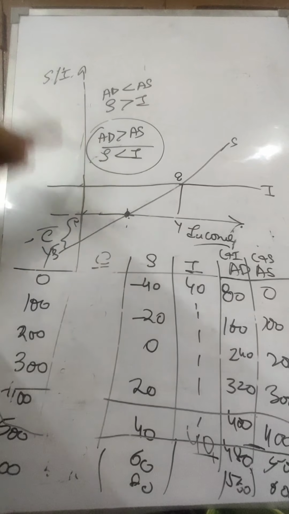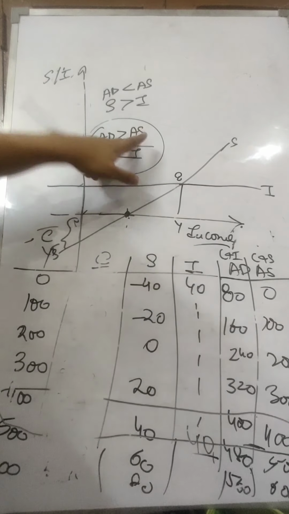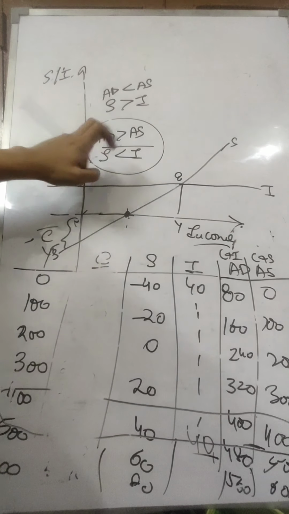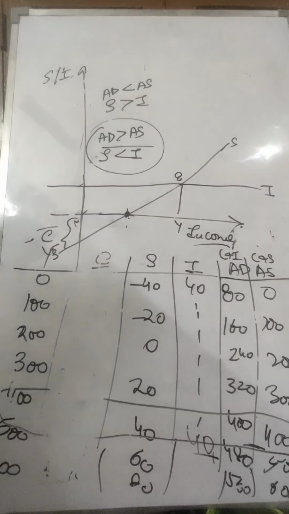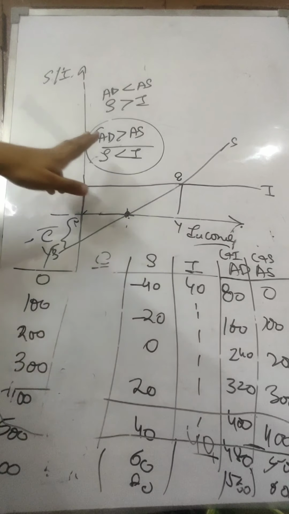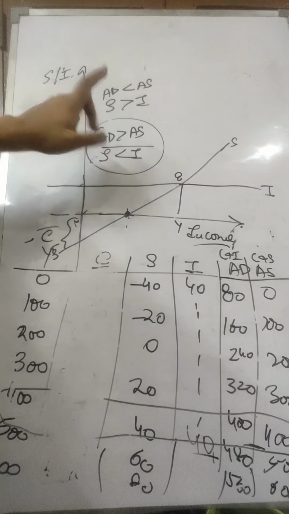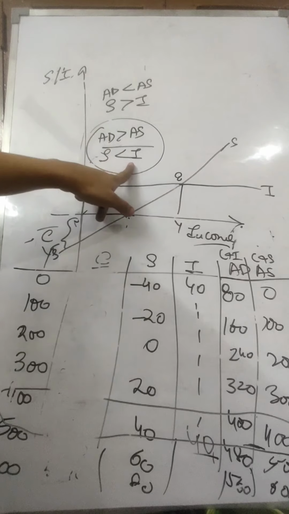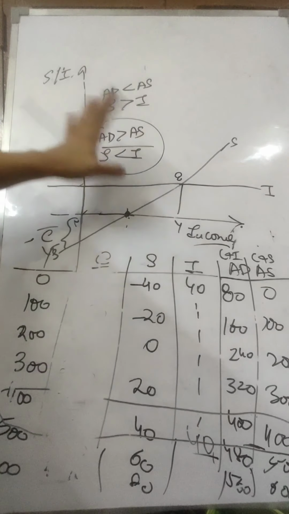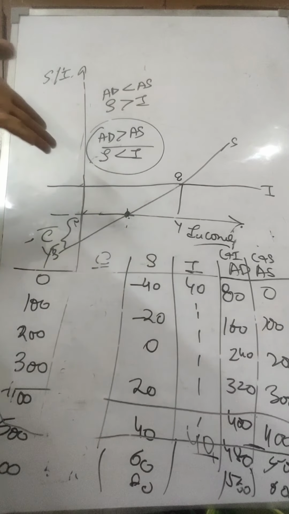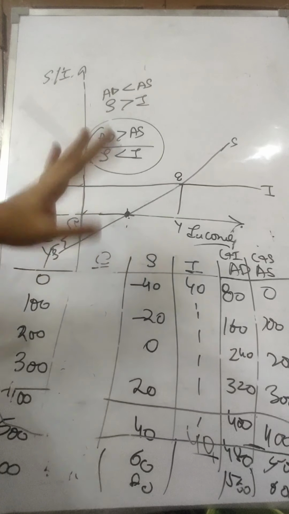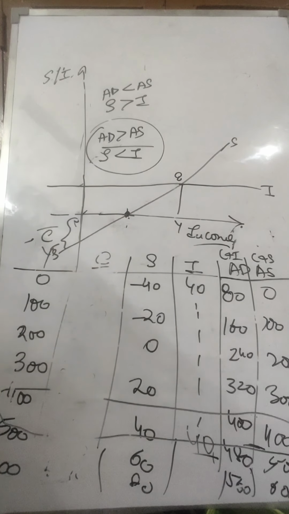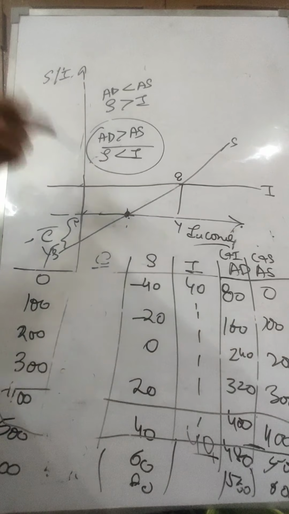And the other way around, when your aggregate demand is more and your aggregate supply is less, that means your savings are less than investment. Whatever you are investing is indirectly a component of demand, so if your demand is more, then your investment will always be more, right? So we can say that they are inversely related to each other, the relationships are totally opposite, and you need to be careful with this because it is very important.